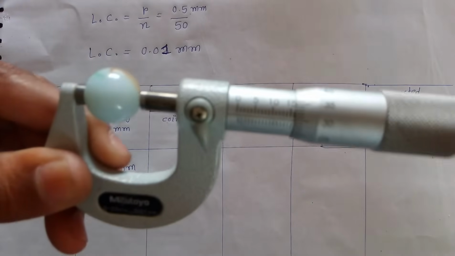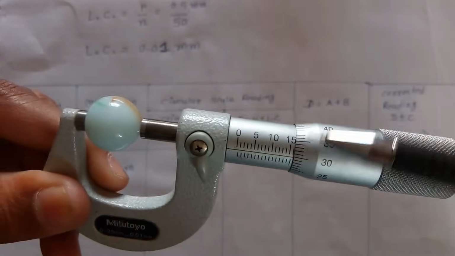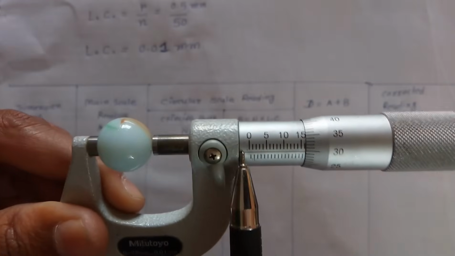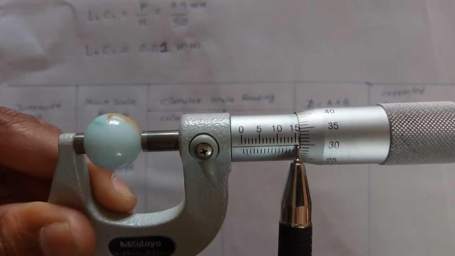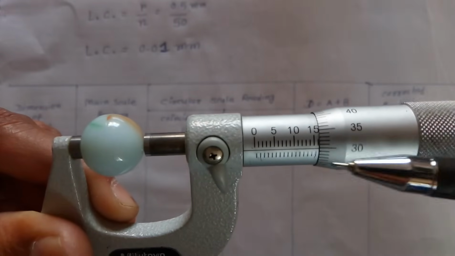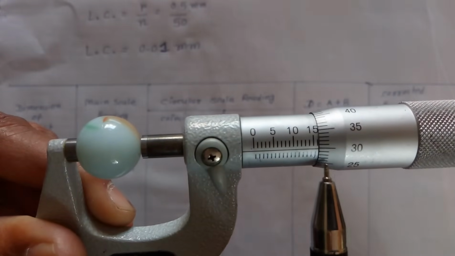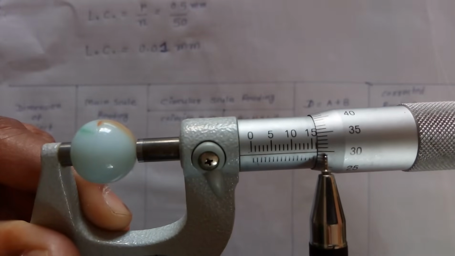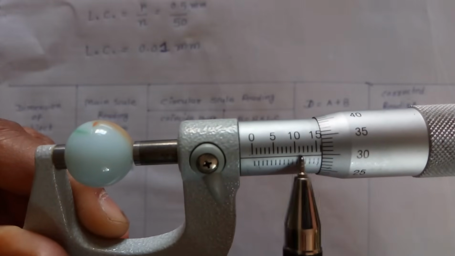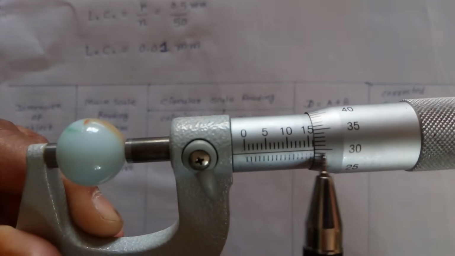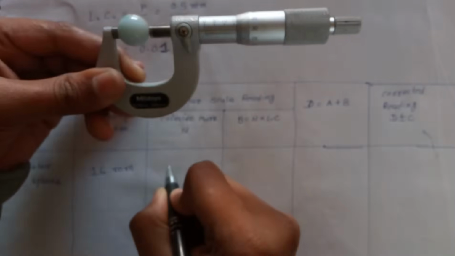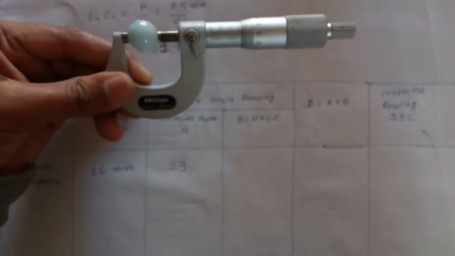Now take the circular scale reading. This is the circular scale. See, here is a baseline, and just see which mark on the circular scale exactly coincides with the baseline. Here is 25, 26, 27, 28, 29 and 30. The baseline is between 29 and 30 marks on the circular scale. So we will write the coincide mark on the circular scale is 29.